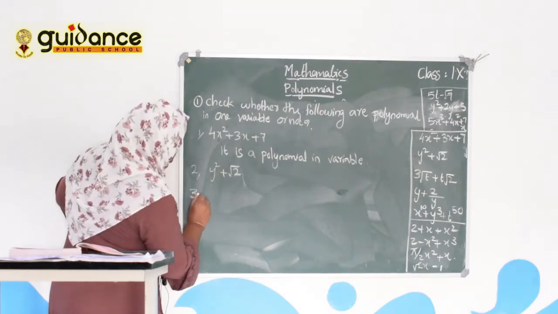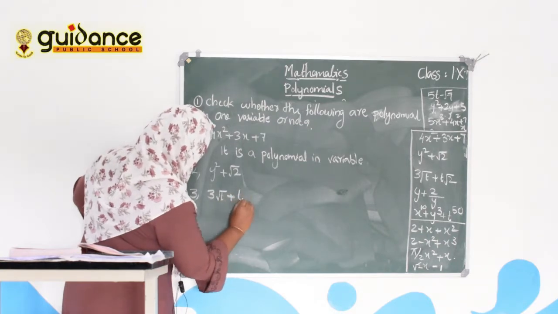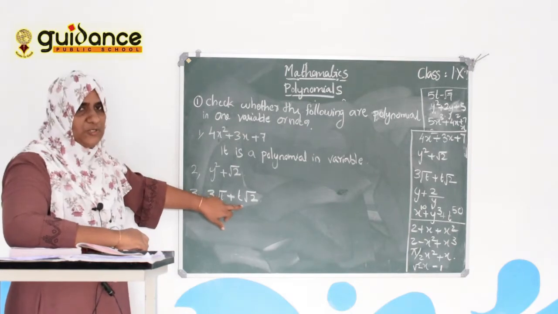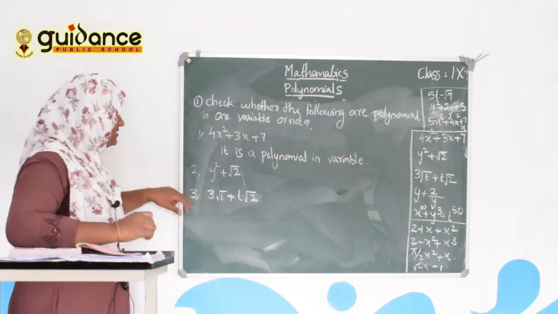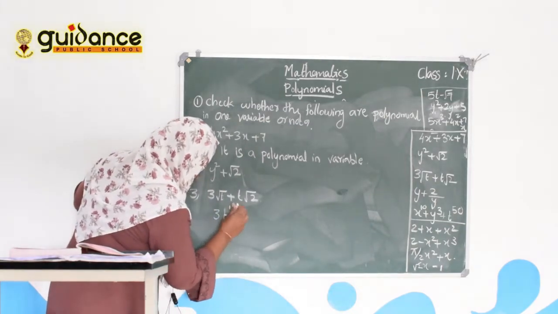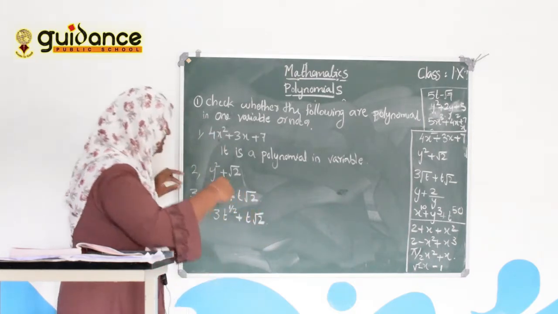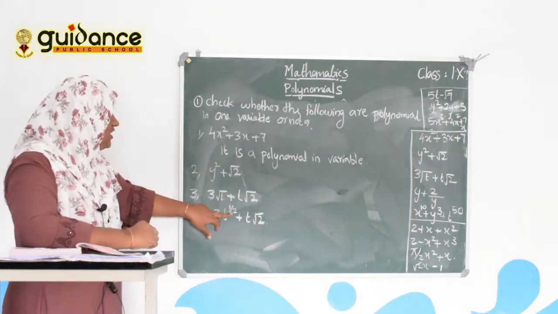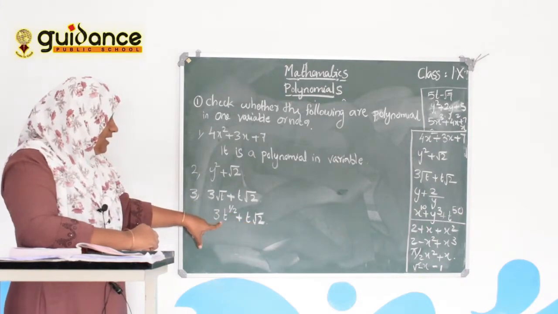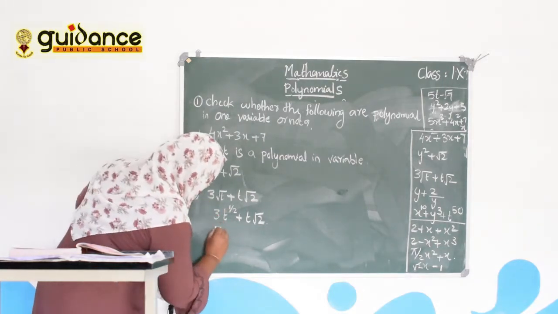Next, third question, 3 root t plus t root 2. This expression can be written as 3 root t, which means t raised to 1 by 2, plus t root 2. This is not a polynomial because the exponent of t is 1 by 2.